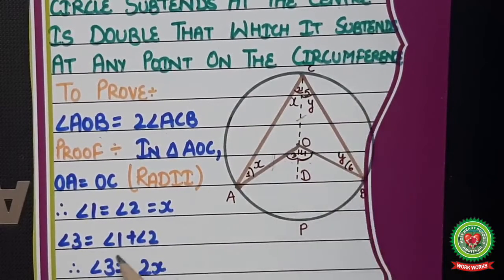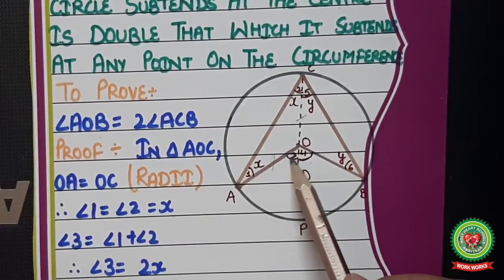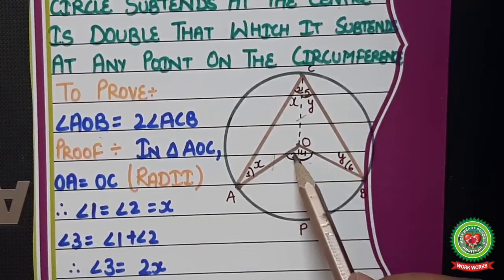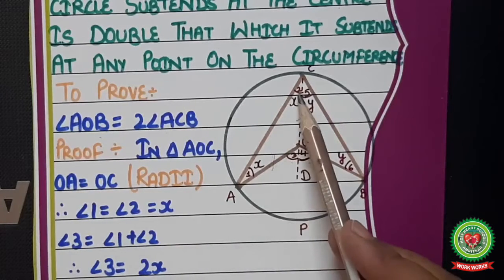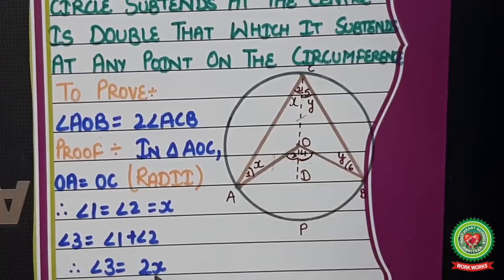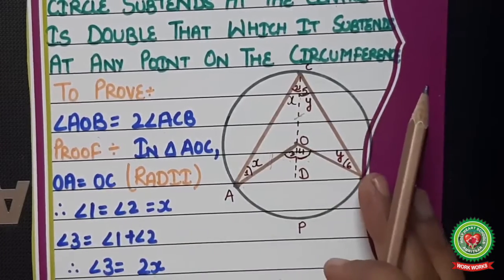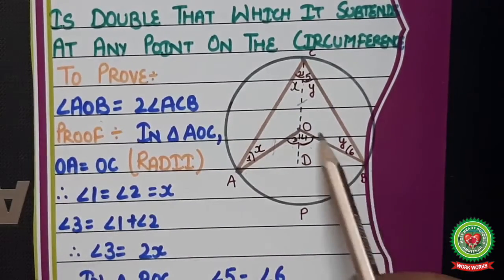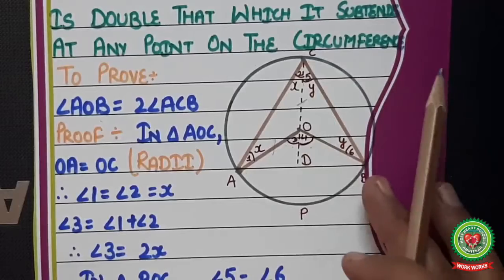Now angle 3, because this is the exterior angle of the triangle AOC, will be equal to angle 1 plus angle 2. So it means angle 3 will be 2x. Now same way, see in the second triangle, that is triangle POC.